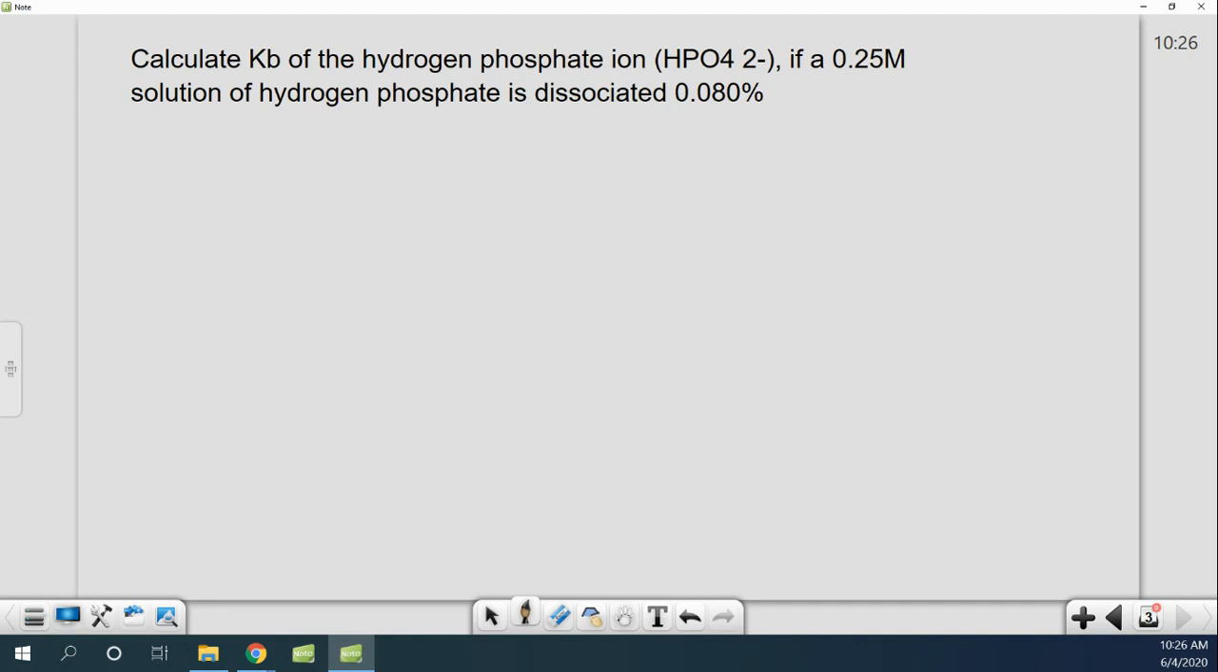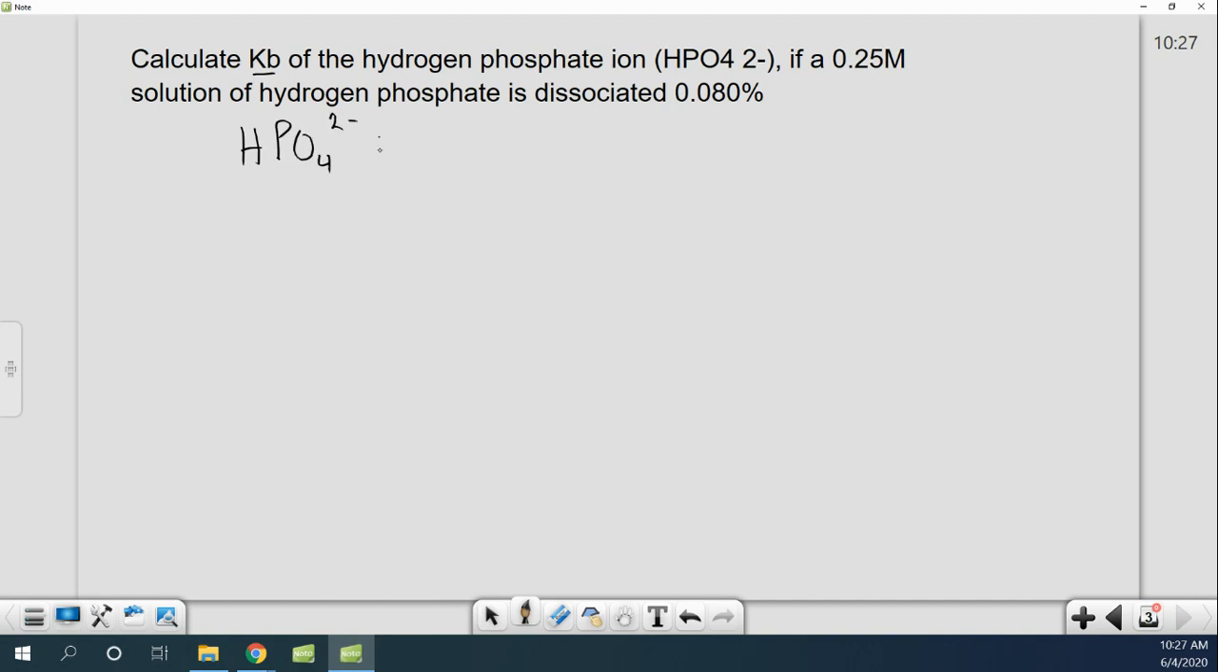All right, let's look at a hard one here. Calculate Kb of the hydrogen phosphate ion. So we're going to use the hydrogen phosphate ion as a base because we need Kb. And we know the starting solution concentration, and we know the percent dissociation. Okay, well, I'm going to start where I start all my chemistry, and where you should start all your chemistry. Balanced equation.